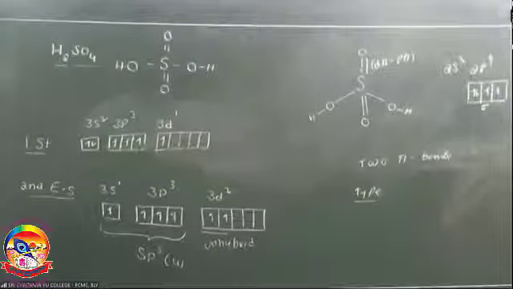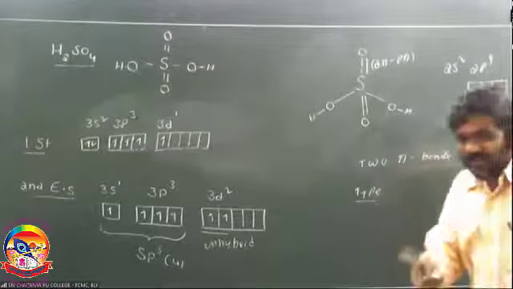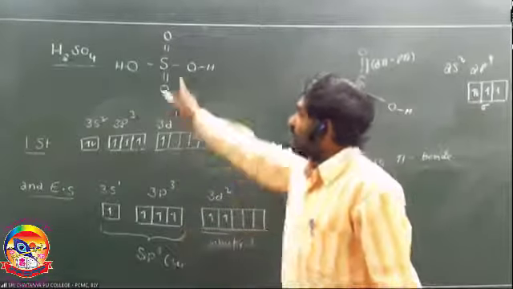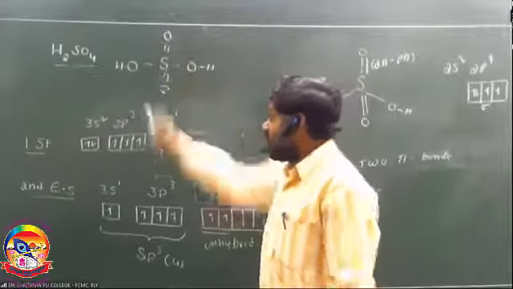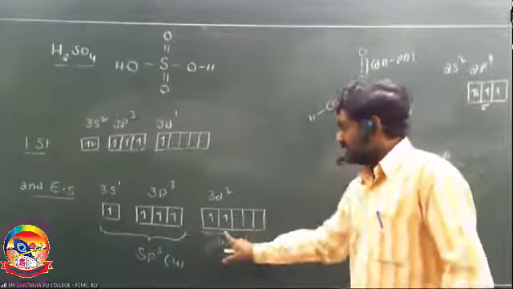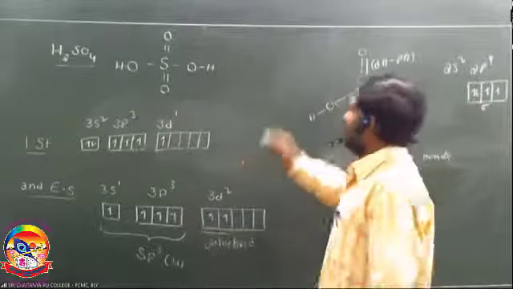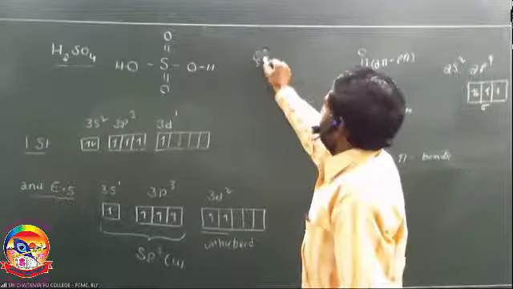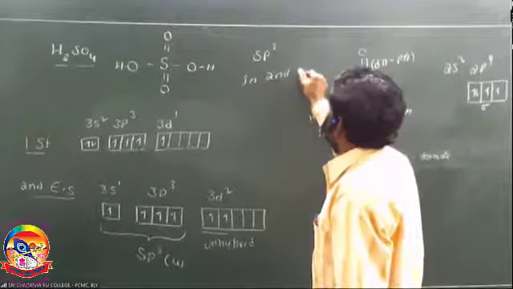What is the hybridization of sulfur in sulfuric acid? sp3 hybridization. Whether it is the ground state, first excited state or second excited state, check the structure. The central atom sulfur forms 6 bonds. To form 6 bonds, it requires 6 unpaired electrons. 6 unpaired electrons are available only in the second excited state. So the hybridization of sulfur in sulfuric acid is sp3 in the second excited state.